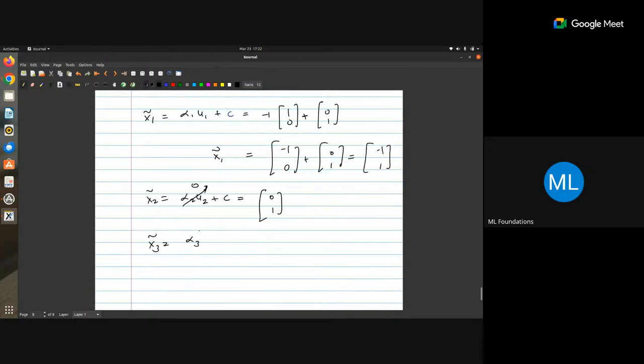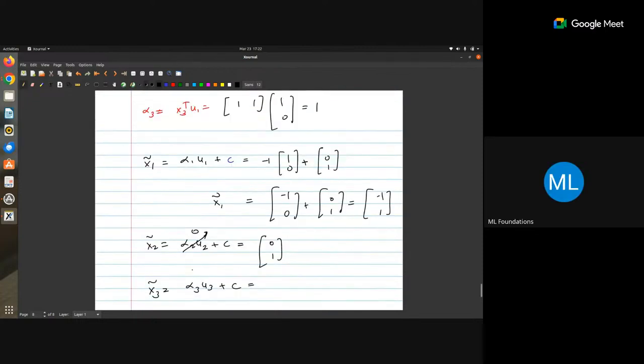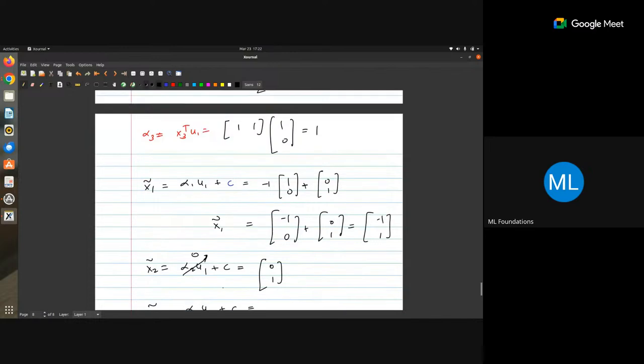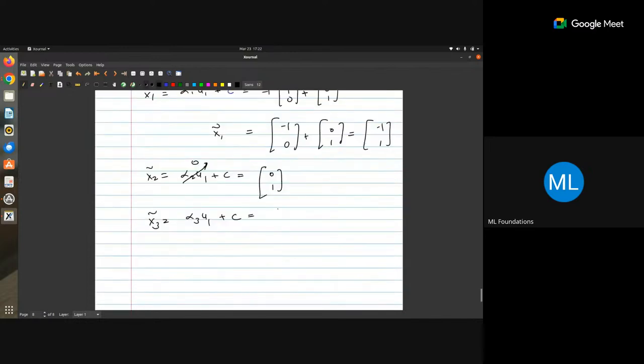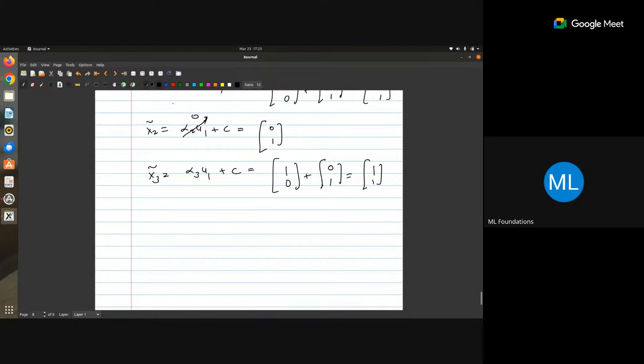Okay. What about x3 tilde? It is alpha 3 u3 plus c. Sorry, u3 or u1? Oh, sorry, u1. Okay, here also u1. So this is alpha 3 u1. So it is 1 times 1, 0 plus c, which is 0, 1. So this is 1, 1. It is the same as the original data point, right? Yes. So all the transformed data points I got are the same.